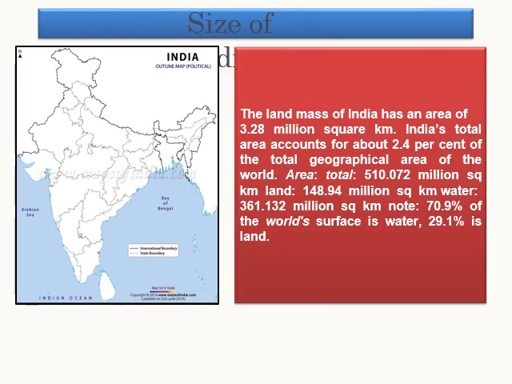Now, talking about the size of India, the land mass of India, as you can see, it has an area of 3.28 million square kilometer. Okay, 3.28 million square kilometer is the total area of India.